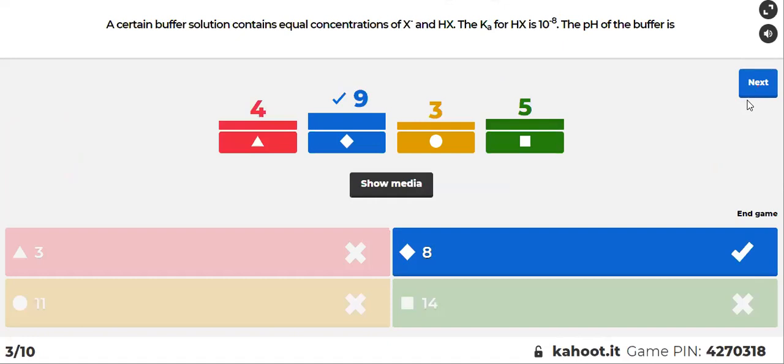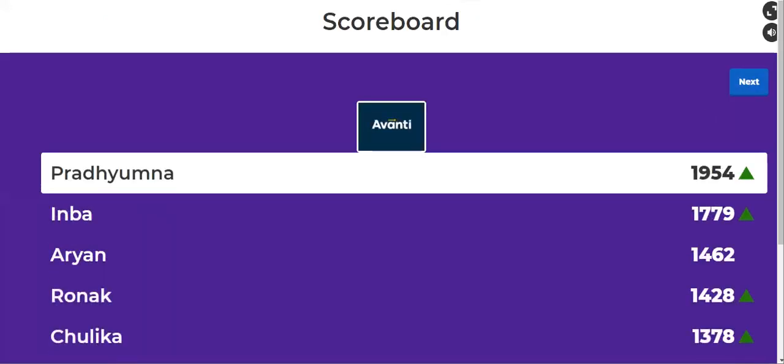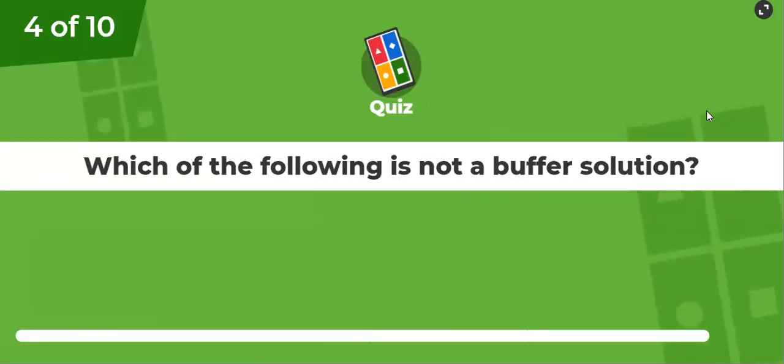Okay, I got 21 answers. Very good. So pH is equal to pKa only, because it is your ideal buffer. Yes or no? Log X minus by HX is log 1, which is equal to 0. So this is the case of an ideal buffer in which the pH is equal to pKa. Okay, very good.